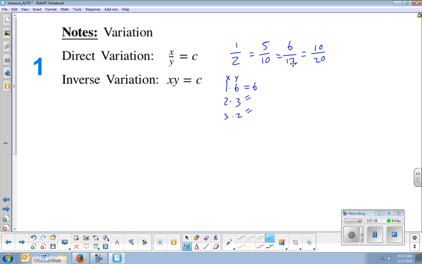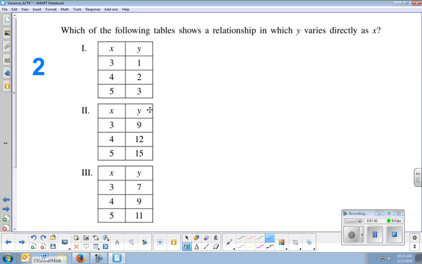And so there's the two different types of relationship, a constant ratio from division or a constant ratio from multiplication, and that's what that letter C stands for, is constant. What's the constant ratio? Is it a half or is it 6 type thing? So this first question, which table shows a relationship in which y varies directly as x?